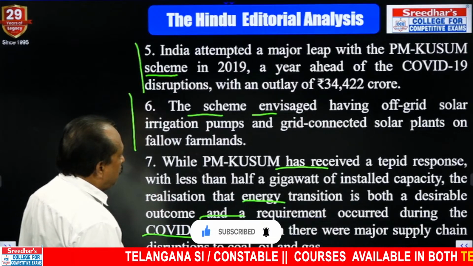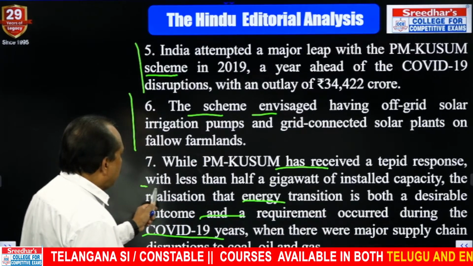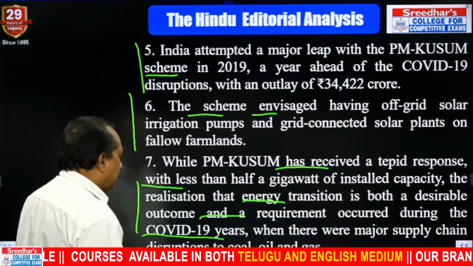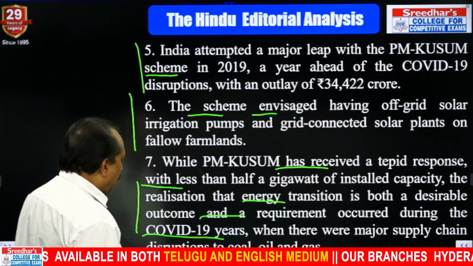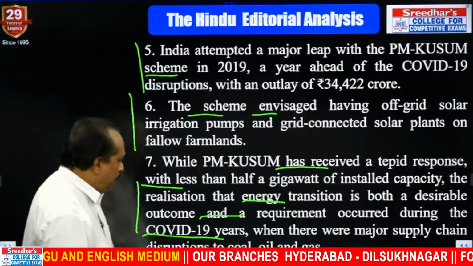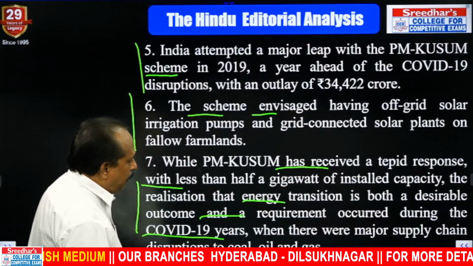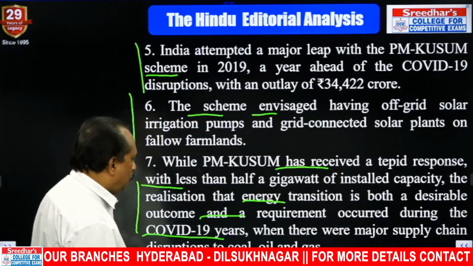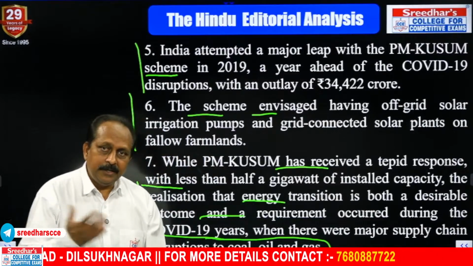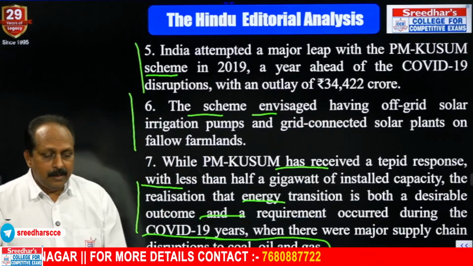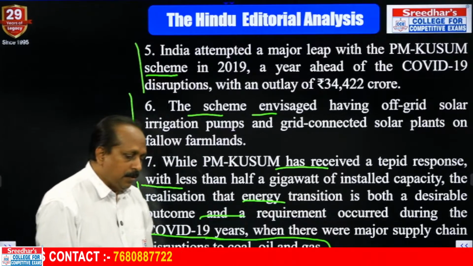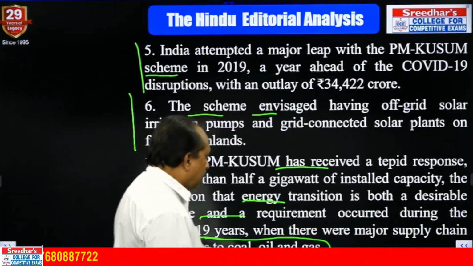Here, while PM Kusum has received a tepid response with less than half of a gigawatt of installed capacity, the realization that energy transition is both a desirable outcome and a requirement occurred during the COVID-19 years, when there were major supply chain disruptions to coal, oil and gas. Coal, oil and gas supply chain disruptions because of COVID, then they realized the importance of renewable sources of energy. And one of the renewable sources of energy, solar energy.